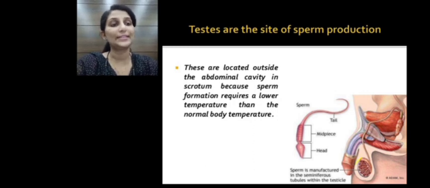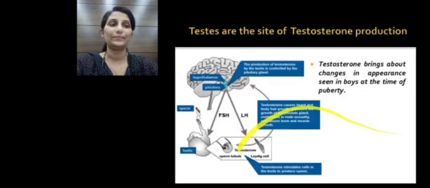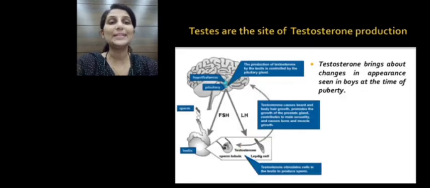We can see this is the testis, and the testis is divided into a number of compartments, and inside these compartments there are a number of tubules called the seminiferous tubules, and inside these seminiferous tubules the sperms are produced. The male sex hormone, as we discussed in the last module, is testosterone. So where is testosterone produced? It is produced inside the testis. So the testis has a dual function. It helps in the production of sperms, and also in the production of the male sex hormone called testosterone.